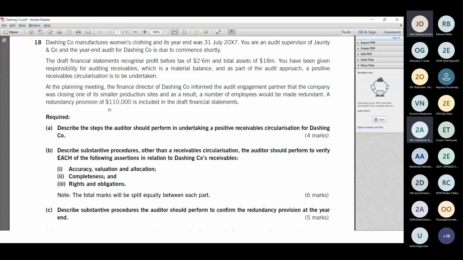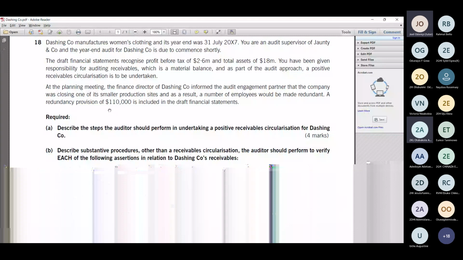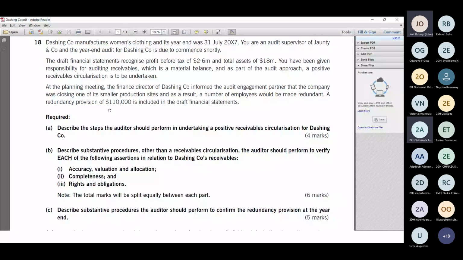You're going to do another calculation. Your first comment will be that, at 7.5% of PBT, it is material to PBT. Then you do another calculation against total assets, which is 195 divided by 18 million, to check if that is material as well. You should get 1.1%. Is 1.1% material to total assets or not?